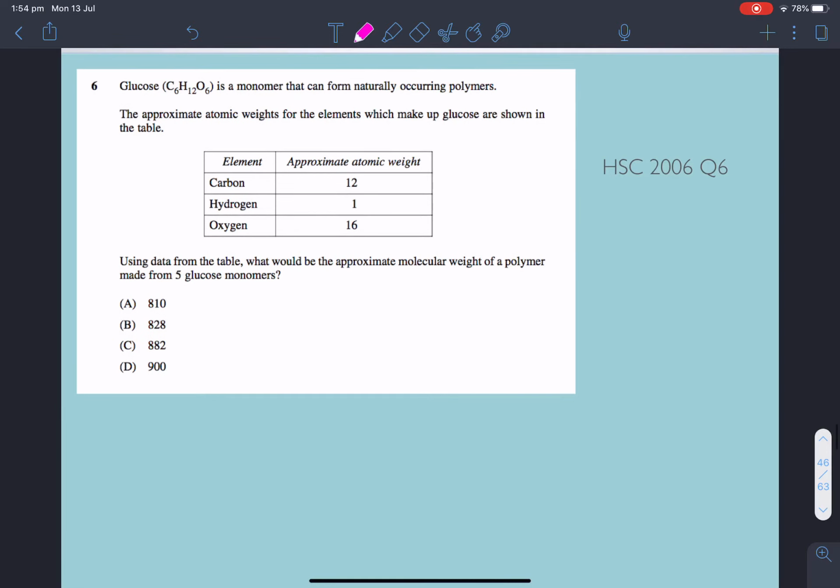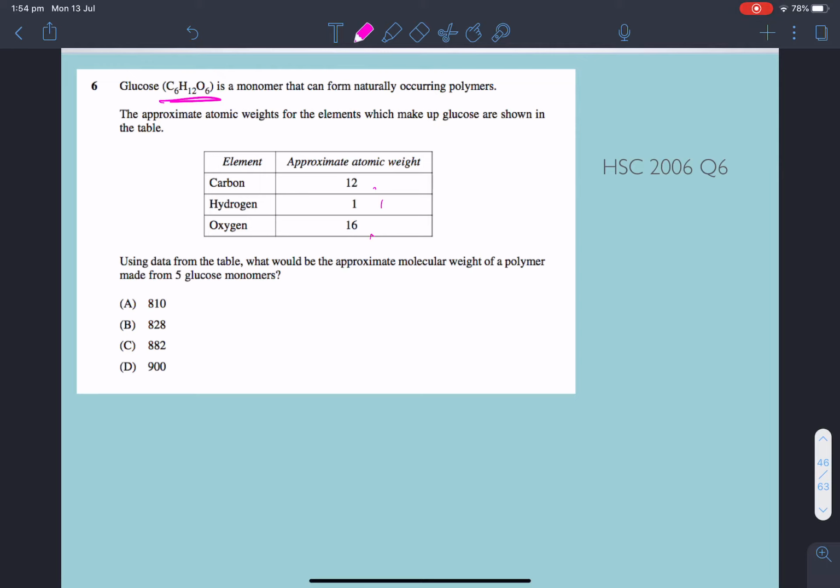So glucose is a monomer that can form naturally occurring polymers. The approximate atomic weights for the elements are shown in the table. Using data from the table, what will be the molecular weight of a polymer made of 5 glucose monomers? Okay, there's a trick here. They've given you the formula of the monomer. What you need to recognize is that it's a condensation reaction, and each join is losing a H2O.